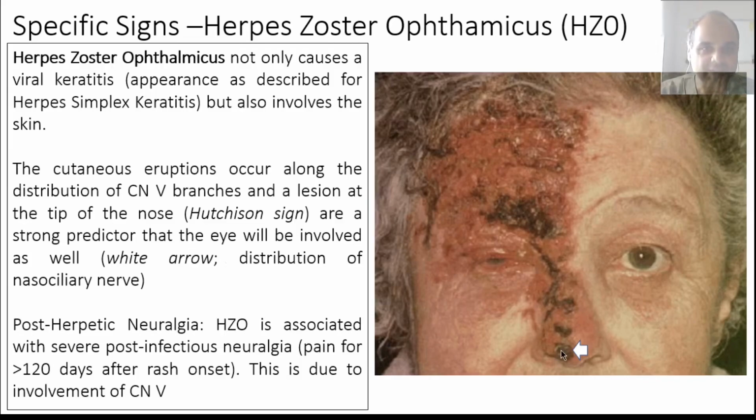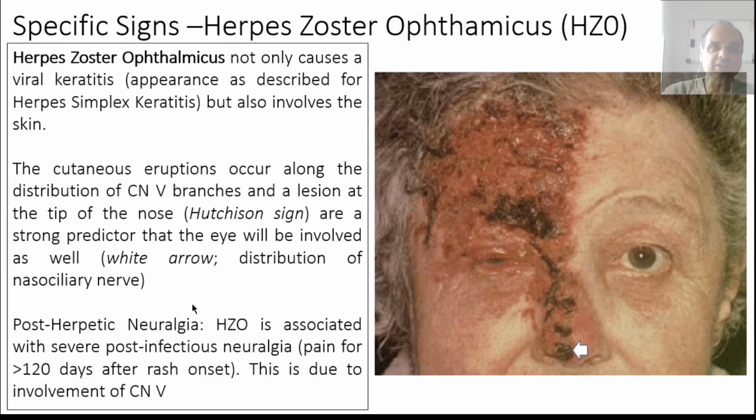And this lesion right here on the tip of the nose is because of involvement of the nasociliary nerve. So if you see this skin eruption on the tip of the nose, and skin eruptions usually precede eye involvement, you can be very sure that the eye would be involved as well, because this is the nasociliary nerve which supplies this part of the nose, and it also supplies the cornea, the sensory supply to the cornea. So if the virus has reached here all the way from the trigeminal ganglion, it will reach your cornea.